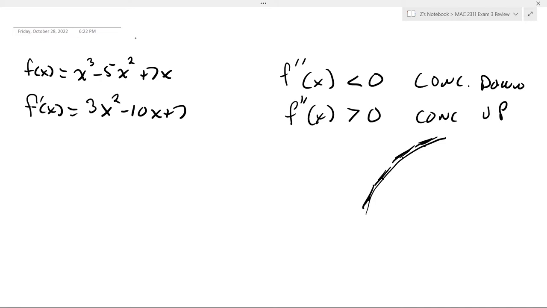Okay? So we're now finding the possible points of inflection. And so I'll just do one more little drawing. A point of inflection would be where it then changes from concave down to concave up, and that would be somewhere around here.